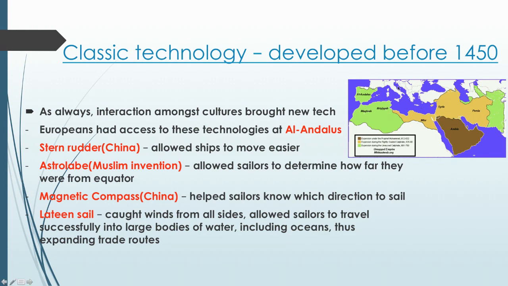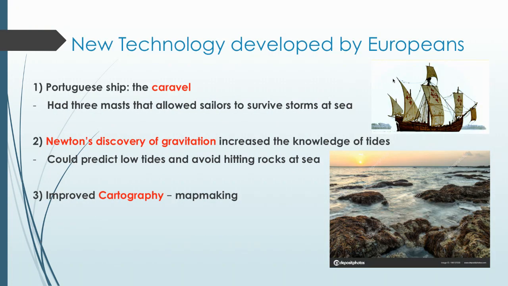One of the places where Western Europe got access to these technologies is Al-Andalus, which was one of our Muslim caliphates in modern day Spain. When we have all of these Muslims here using these technologies, Western Europe is going to get these technologies and then improve on them. And again, the biggest is the Portuguese ship, the caravel. It has these three masts. It has allowed sailors to travel in the deep ocean and survive even when you have those big storms at sea.